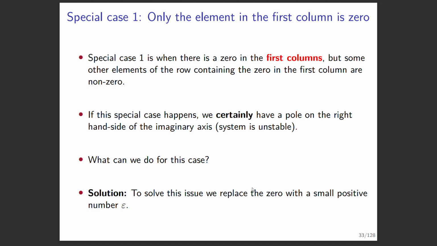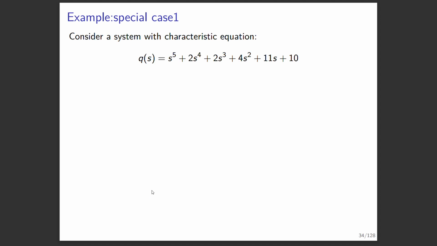If this special case happens, we certainly have a pole on the right hand side. We certainly have an unstable system. But if we want to learn more about our system, what we can do is substitute that 0 with a small positive number epsilon, and then continue.